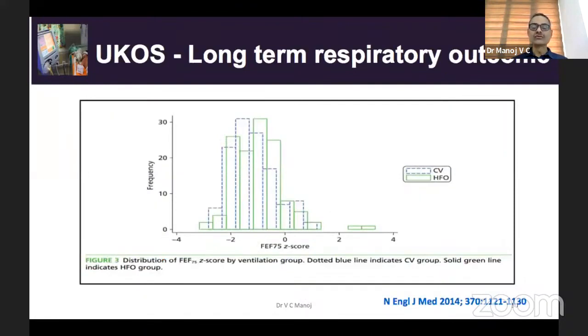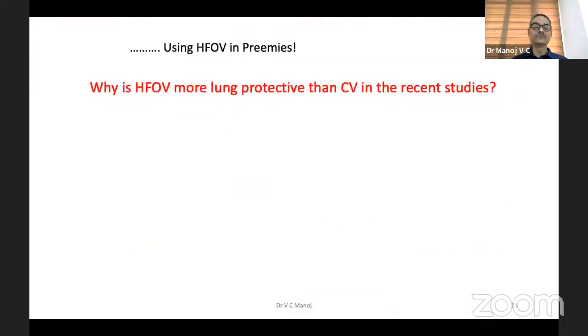Probably the UK study also, the long-term arm of this, the UKOS long-term respiratory study, also probably points to the superiority of HFOV. So HFOV is now thought of as a lung protective mode in good hands for preterm babies.